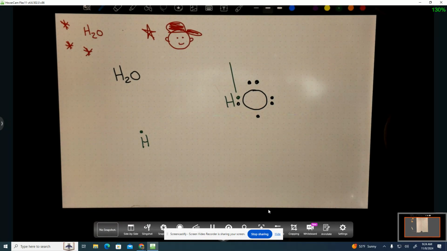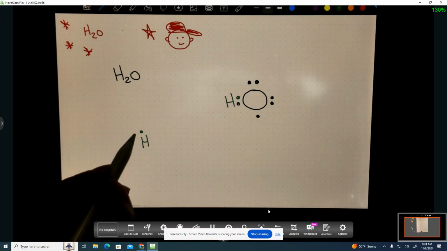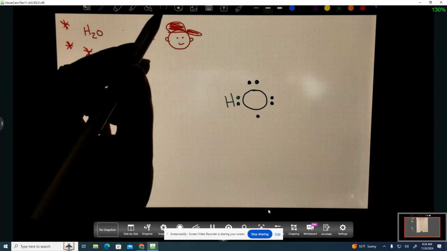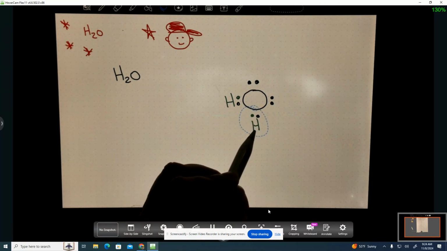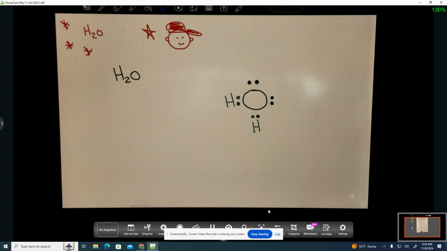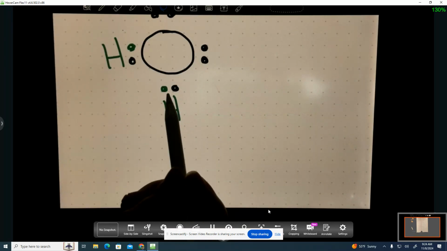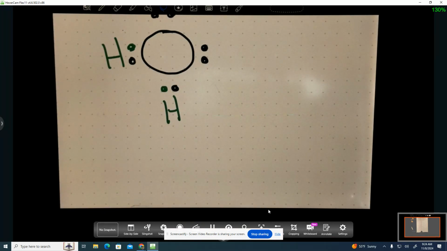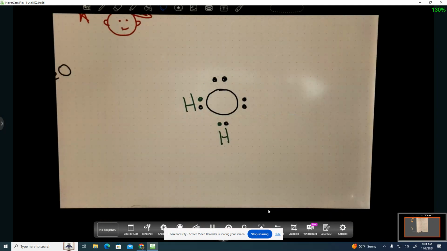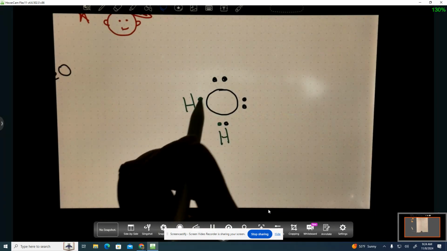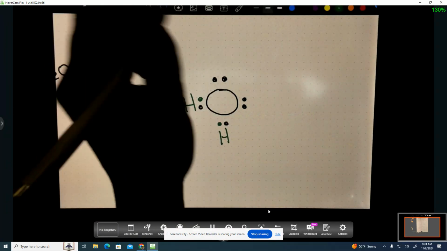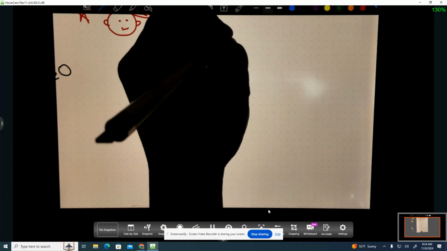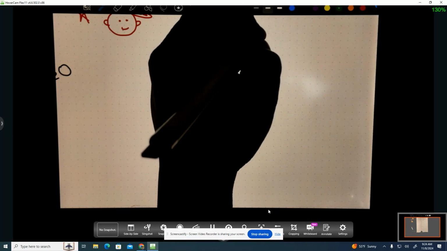Let me erase that arrow so you don't get confused. This hydrogen says, hey, there's another spot. Let me go hang out with my friend. And he comes over and he sits right there. This is also a single covalent bond. Okay? There are 4 sites where we are finding electrons. These right here are called non-bonding pairs.